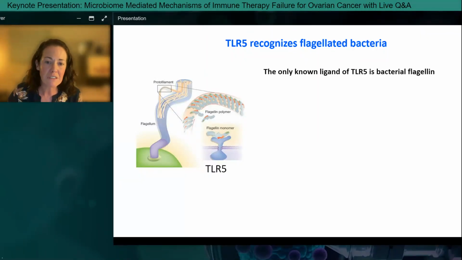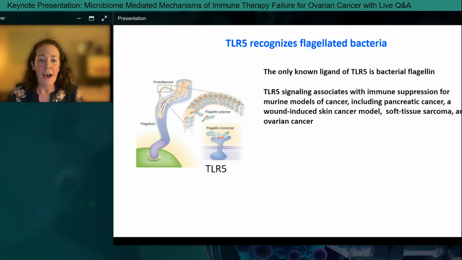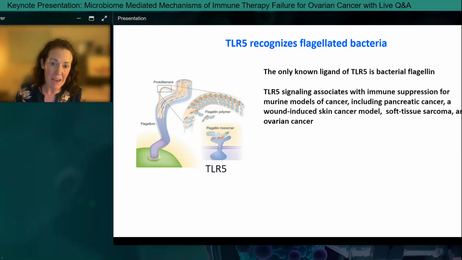Toll-like receptor 5, the only known ligand for TLR5 is bacterial flagellin. That's the tails on bacteria that help them move around. However, there have been recent studies, including studies from our lab, that have indicated, especially in the context of cancer, that unlike other TLR pathways, TLR5 signaling may associate with a more immune suppressive environment.